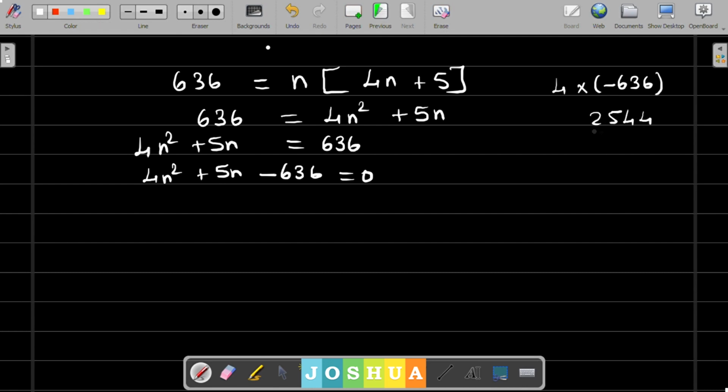Okay, so I start with this one. So minus 2544. The best way is first to divide. Look at the last two digits, it's 44. So definitely it's going to divide by 4, because we multiply by 4 only. So it's going to divide by 4.